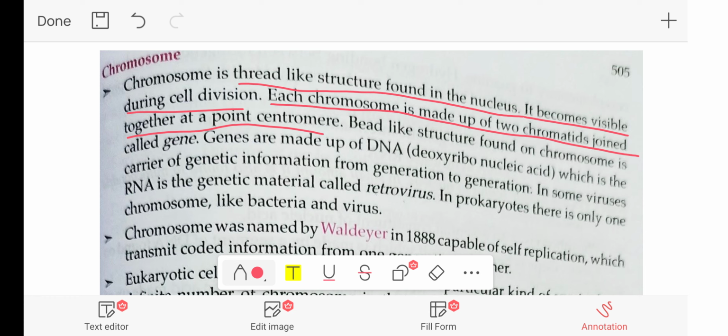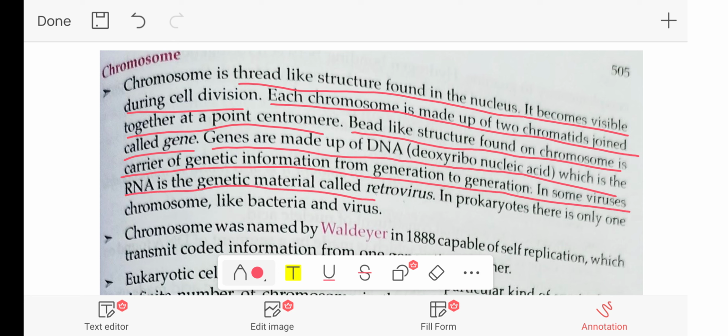Centromere. The bead-like structure found on a chromosome is called a gene. Genes are made up of DNA, that is deoxyribonucleic acid, which is the carrier of genetic information from generation to generation. In some viruses, RNA is the genetic material, called retrovirus.